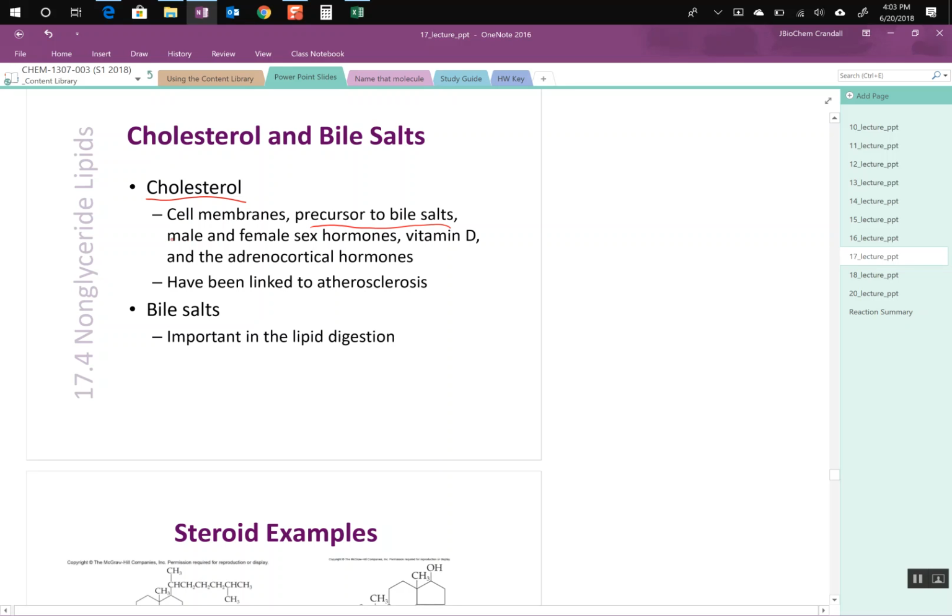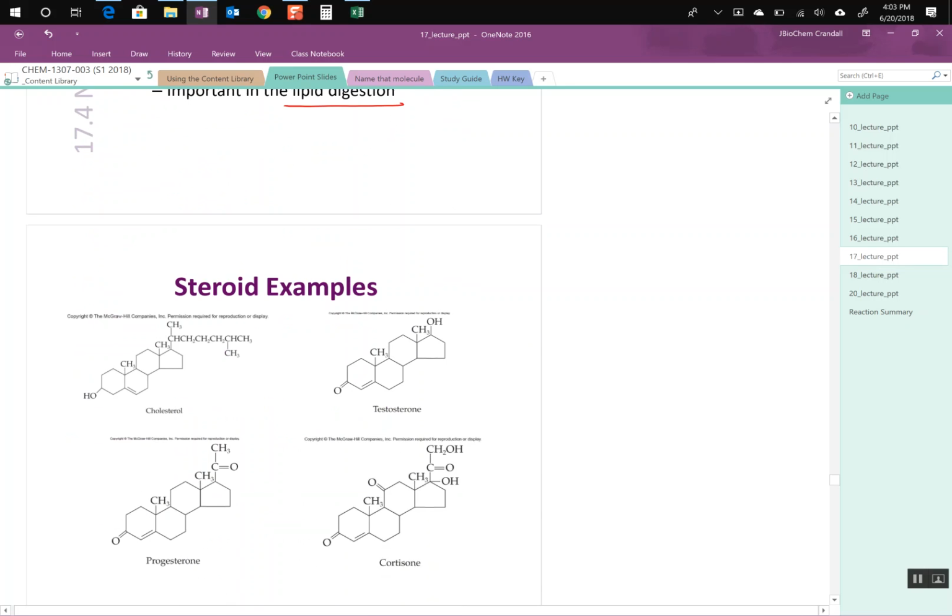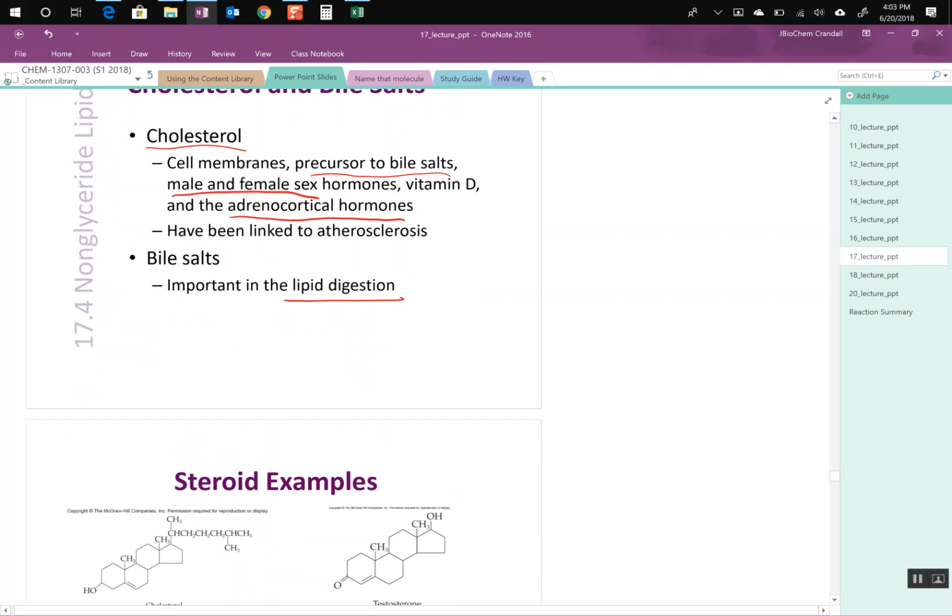They are also found as male and female sex hormones and adrenocortical hormones. So bile salts are important in lipid digestion, the dissolving of those lipid molecules.